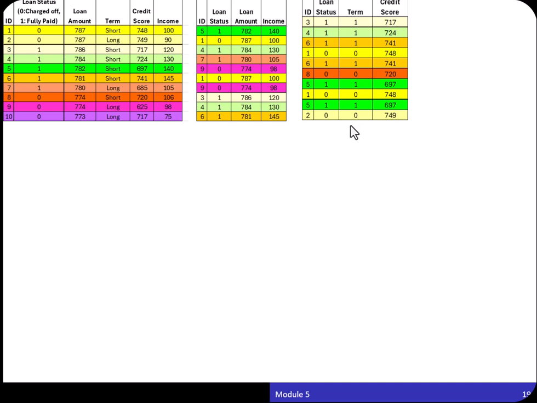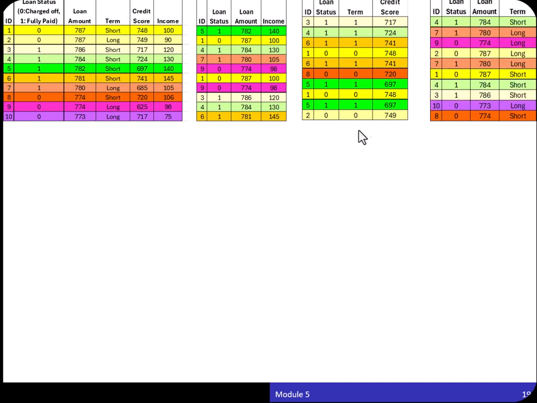So I'm creating new training sets from my original data set here. I created 2 training sets. I'm going to create one more. So this is my last training set. As you can see, again, some of the customers are repeated twice, for example, 7, but this time my predictors are loan amount and term.